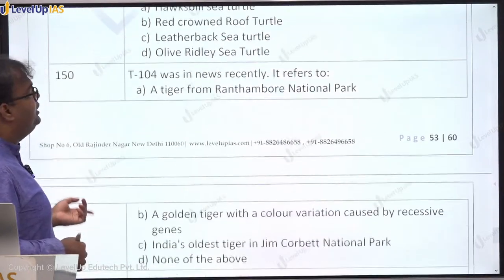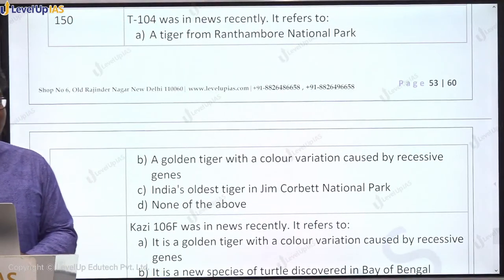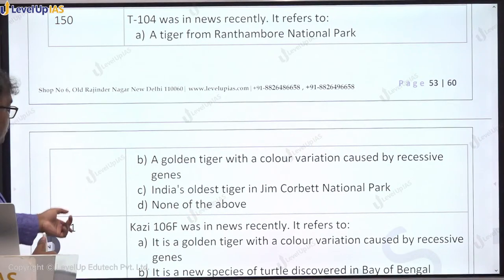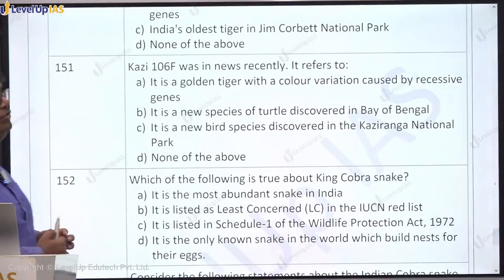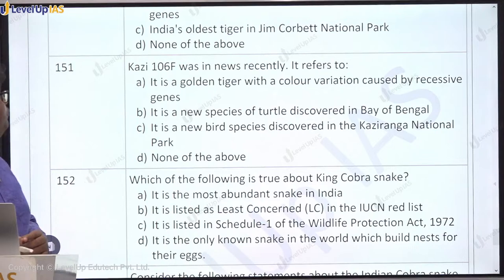150. T-104 was in news recently. What is it? Man killer tiger from Ranthambore, a tiger from Ranthambore. T-104. Kazi-106F was in news recently. It's a golden tiger with color variation caused by recessive gene.